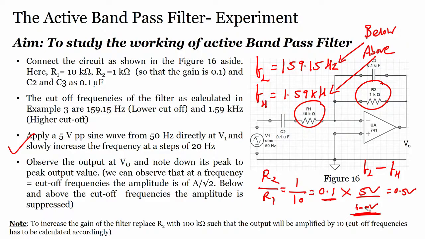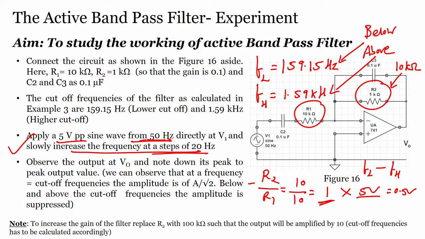But now let us see, if I reduce this and change the factor to 1, that means I have R2 of 10 kilo ohm and R1 of 10 kilo ohm. If I change my R2 to 10 kilo ohms, my gain would be 1. So, in this particular case, let us see how the circuit will work. We will do the same experiment: apply 5 volts, start from 50 hertz, and increase the frequency in steps of 20 hertz.